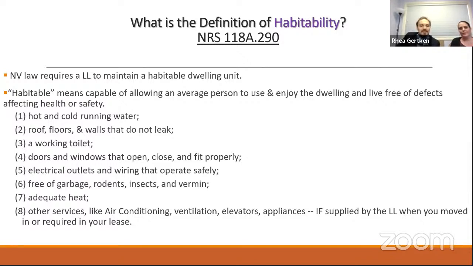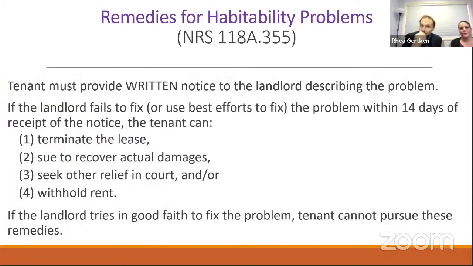Other services like air conditioning, ventilation, elevators, appliances, and things in common areas and not in your dwelling unit are much more arguable. They can be habitability problems, though, if they were supplied by the landlord when you moved in or if they're required in your lease. Which does mean, as awkward as it is, if your lease doesn't mention it, when you move in, check the air conditioning and make sure it works, and so forth. Because if it's not working when you move in, then it becomes much more of an issue to show whether or not you're entitled to it under the law.